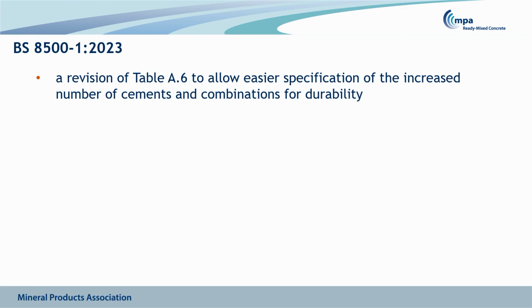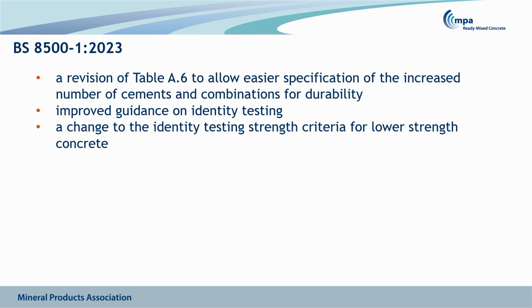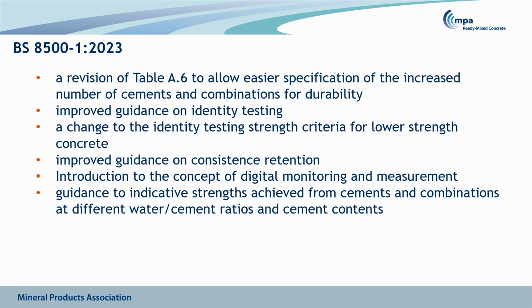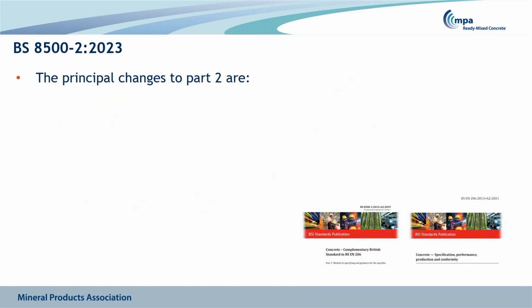Table A6 is completely revised, and this is to allow the easier specification of the increased number of cements and combinations that we now have within the standard. We have improved guidance on identity testing and a change to the identity testing strength criteria for lower strength concretes. We have improved guidance on consistence retention, introduction to the concept of digital monitoring and measurement, and guidance to indicative strengths achieved from cements and combinations at different water cement ratios and cement contents.